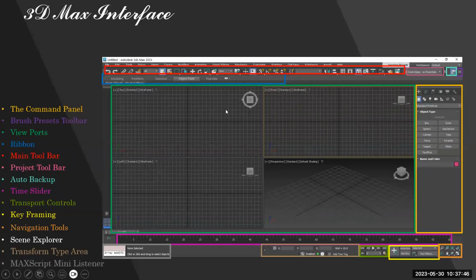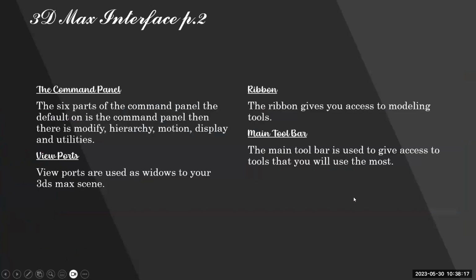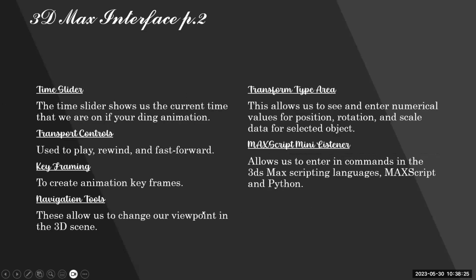Here is everything that is labeled for the interface. So you have the command panel, the brush preset toolbar, the viewports, the ribbon, the main toolbar, the project toolbar, auto backup, the time slider, transport controls, keyframing, navigation tools, scene explorer, transform type area, and MAXScript mini listener. Here is a little description about what each of them do. And here is some more.